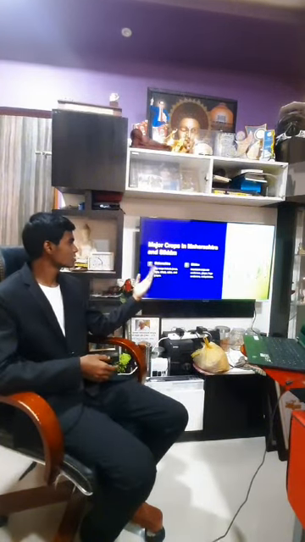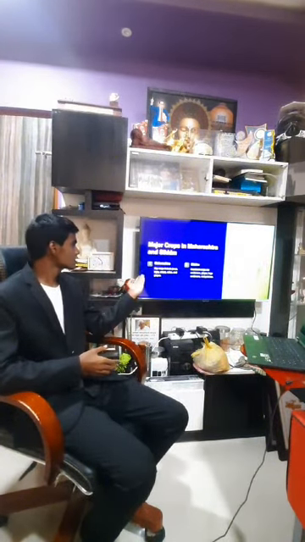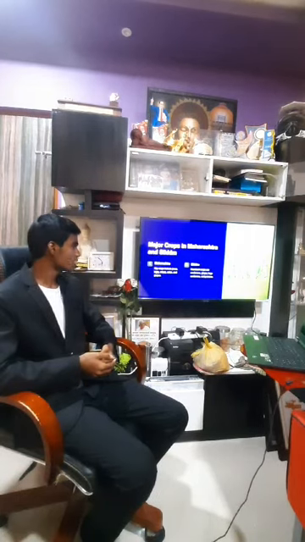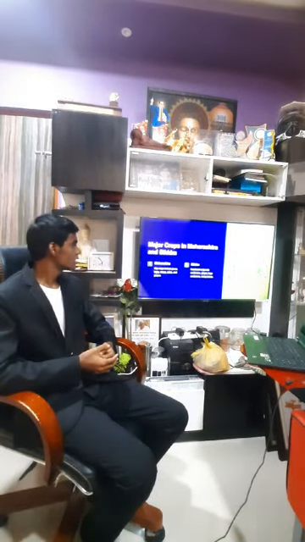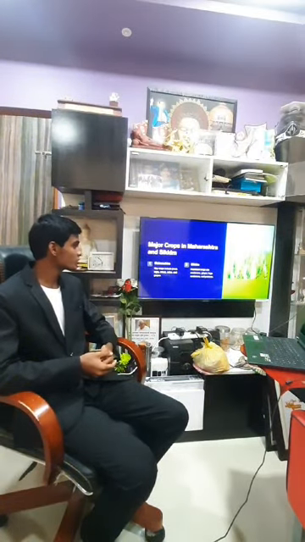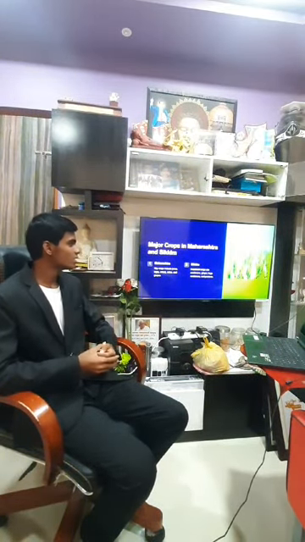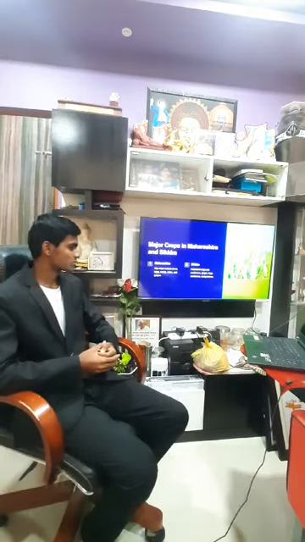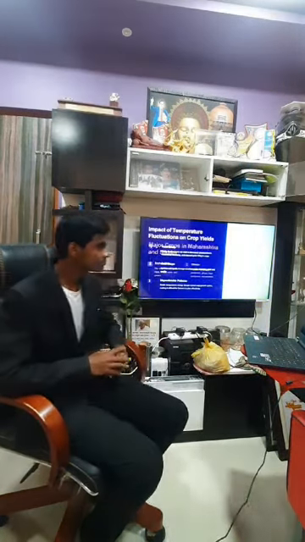Major crops in Maharashtra and Sikkim. In Maharashtra, key crops include jowar, bajra, wheat, onion and grapes. Second, Sikkim. Prominent crops are cardamom, ginger, large cardamom and potatoes. Moving on to the next slide.